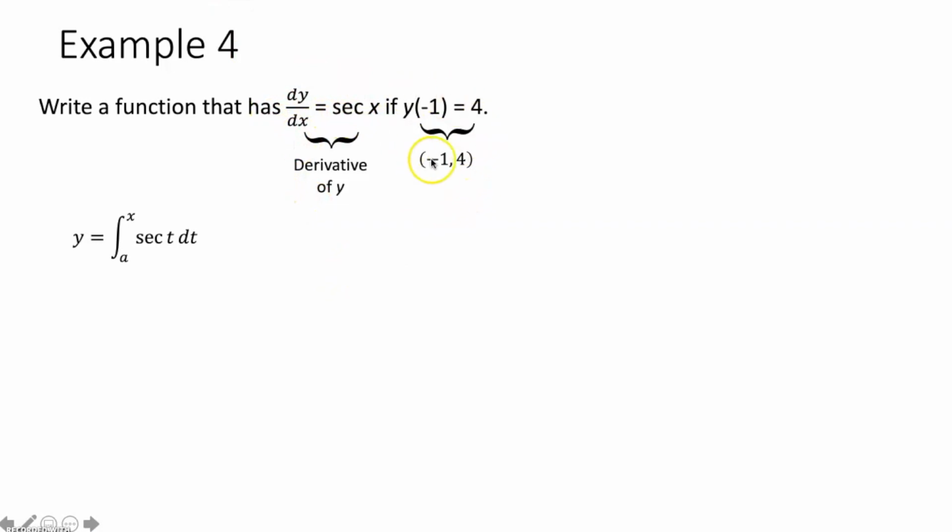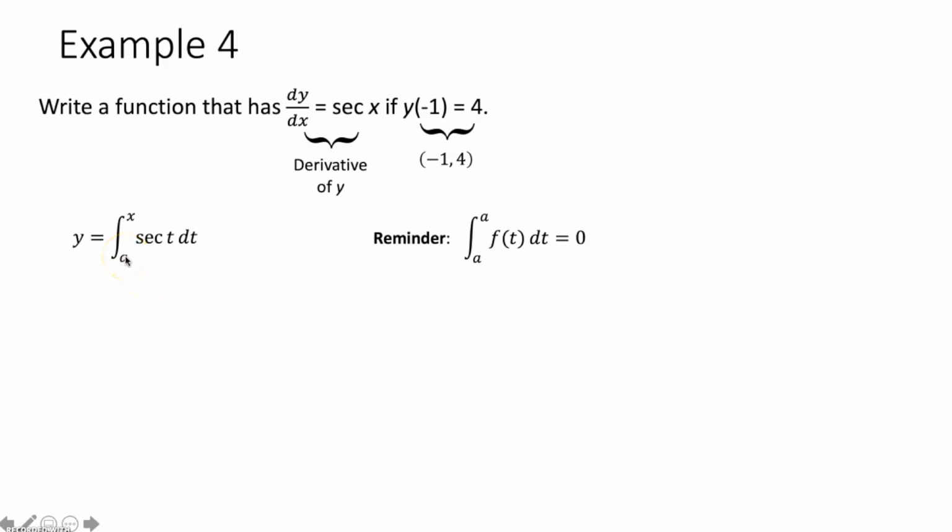Now the only issue would be this point right here. How do I get -1, 4 to be a point in this given function? Well, a reminder, if you have a definite integral where the lower limit of integration and the upper limit of integration equal the same constant, that's going to equal 0. So what I'm going to do here to outsmart this question is take -1 and make it my lower limit of integration.